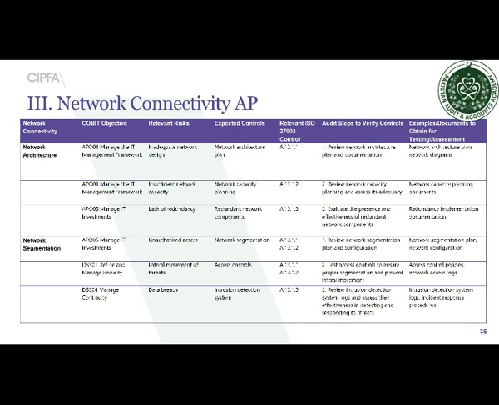So review the network segmentation plan and configuration. Test access control to ensure proper segmentation and prevent lateral movement. So if I have access to this, maybe I should not be having access to the other side. Again, remember what we said about access.